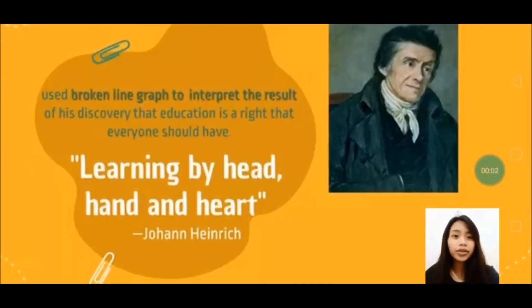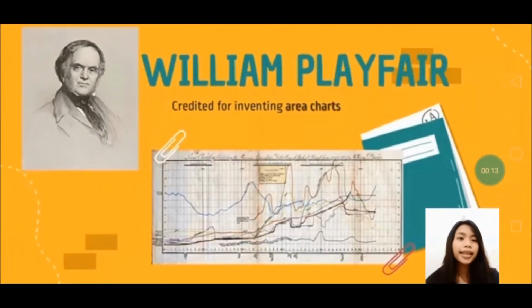So next to Nicholas Samuel is Johan Hainrich. He used broken line graph to interpret the result of his discovery that education is a right that everyone should have. And the next is William Playfair, credited for inventing area charts.